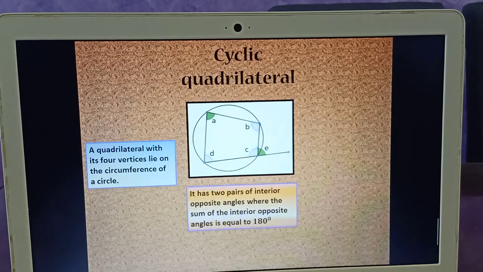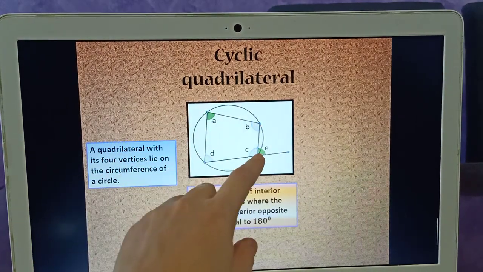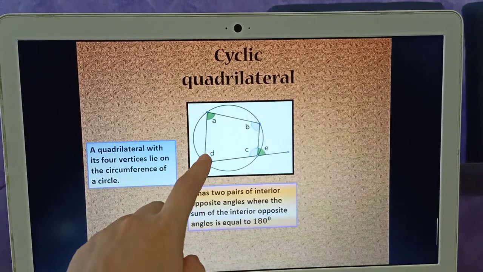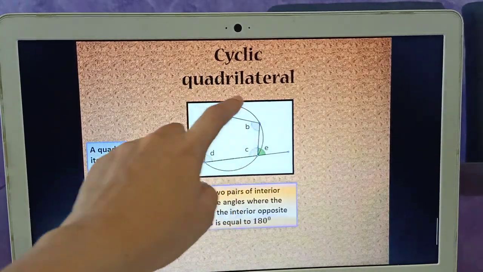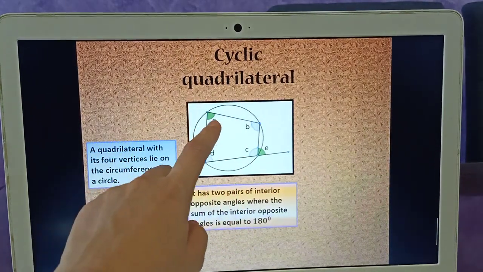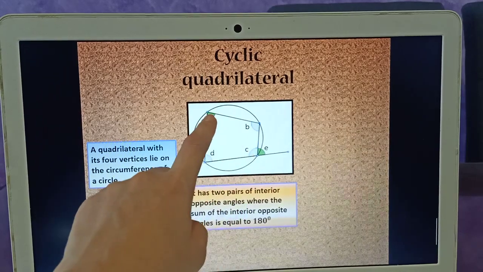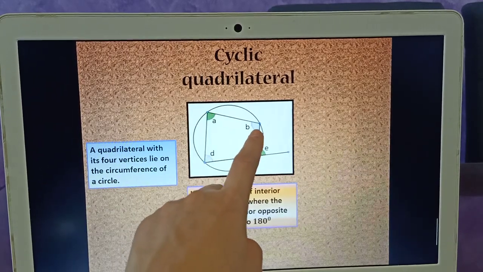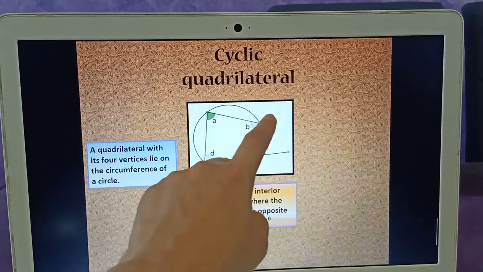Okay, apart from the definition, a cyclic quadrilateral has two pairs of interior opposite angles, where the sum of the interior opposite angles is equal to 180 degrees. For example, A, B, C, D are all the interior angles. Among these four interior angles, there are two pairs of interior opposite angles. For example, angle A is opposite to angle C. So this is a pair of interior opposite angles. Another pair would be B and D, because they are opposite to each other. So this is another pair of interior opposite angles.